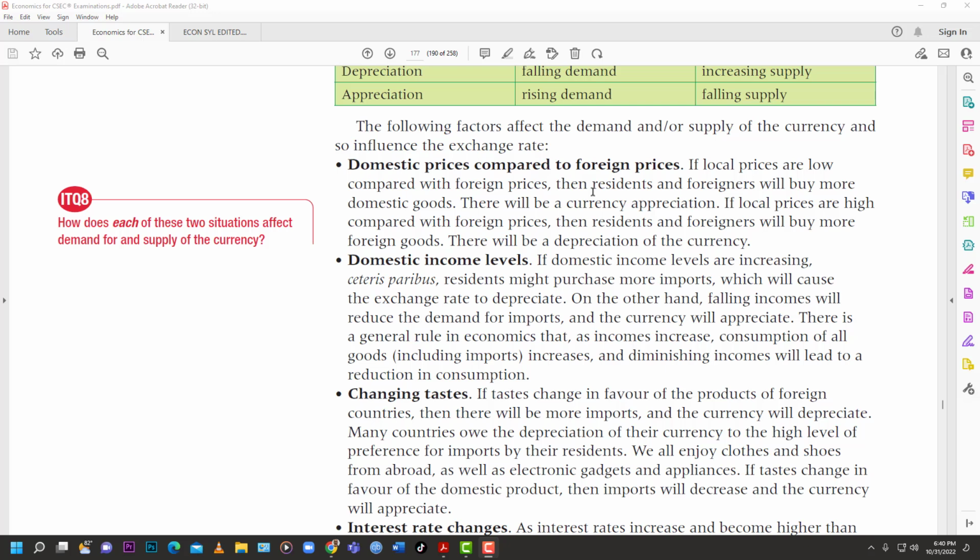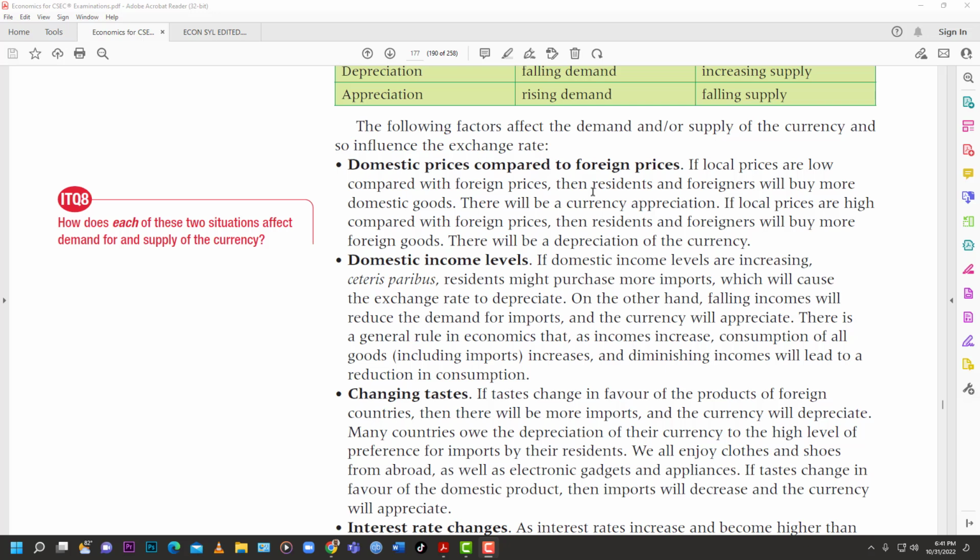What they're saying here is just like the factors that influence supply and demand, right? So if domestic income levels are increasing, people getting more money in the pocket, what's going to happen? They're going to start importing more stuff, right? Because they gain a little bit more money, and so the demand for foreign goods goes up, and so the demand for the foreign currency goes up, and the demand for the local currency would go down. And of course, once it goes down, that means we have some depreciation taking place.